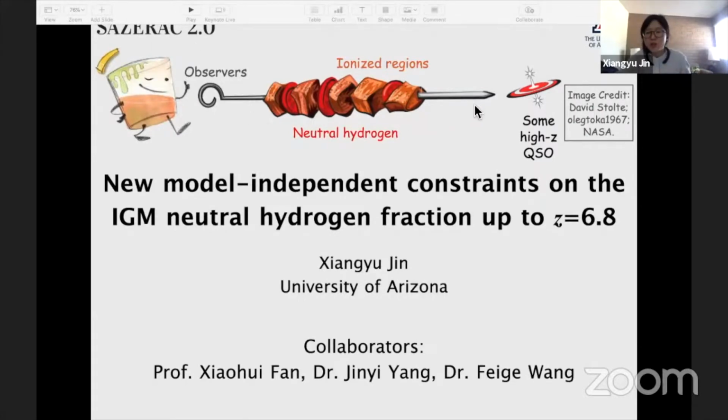Today, I'm going to talk about our recent work that uses high-redshift quasars to derive a model-independent constraint on the IGM neutral hydrogen fraction up to redshift 6.8. My collaborators on this project are Professor Xiangyu Jin, Dr. Yang, and Dr. Fei Wang.